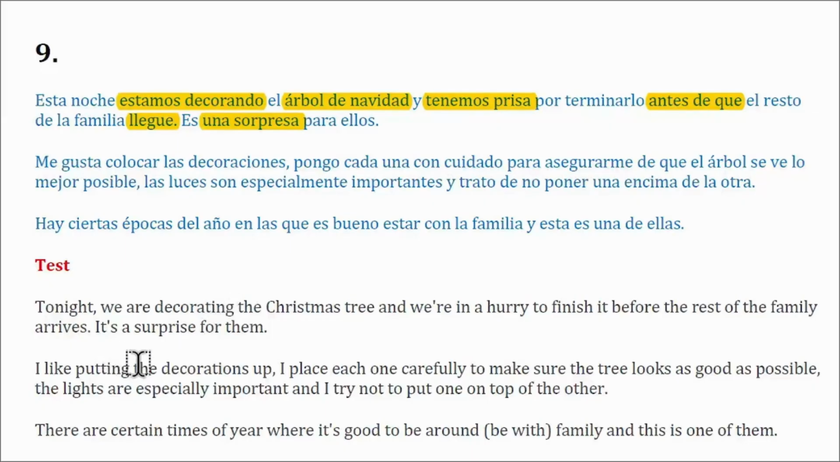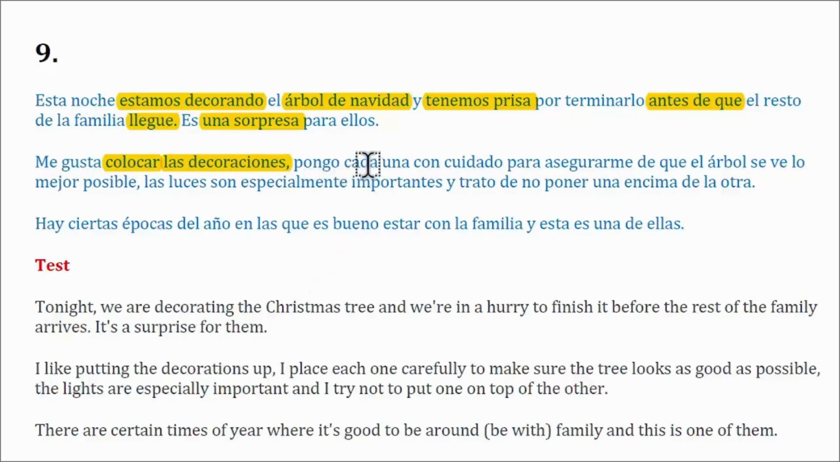In English, we have I like putting decorations up. So, the verb in Spanish is really to put up, which is colocar. So, me gusta colocar las decoraciones. I like to put up the decorations. Pongo cada una con cuidado. So, let's highlight vocabulary here and this verb here as well, to put up, colocar.